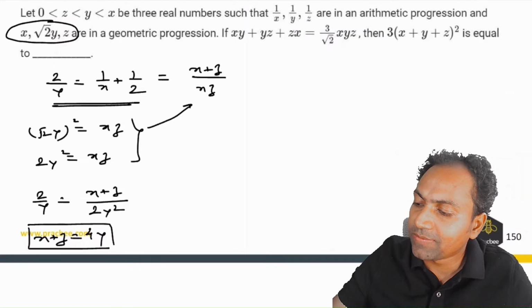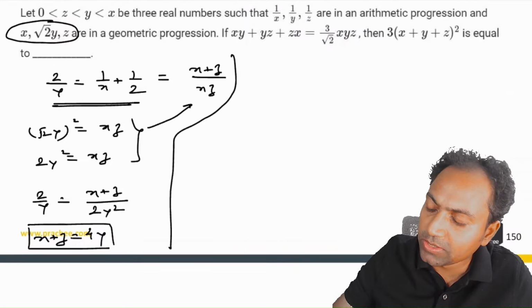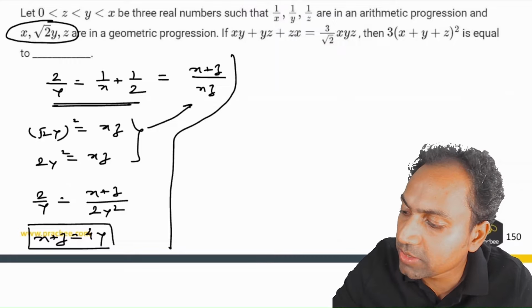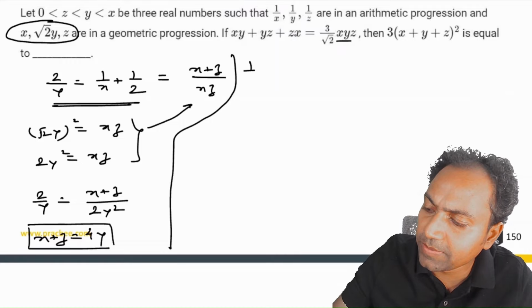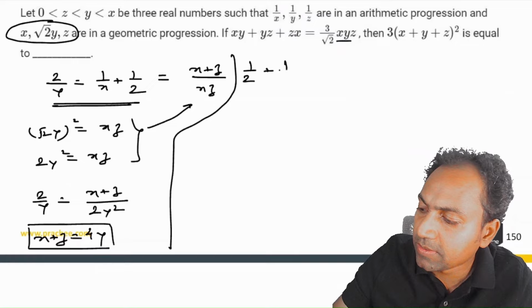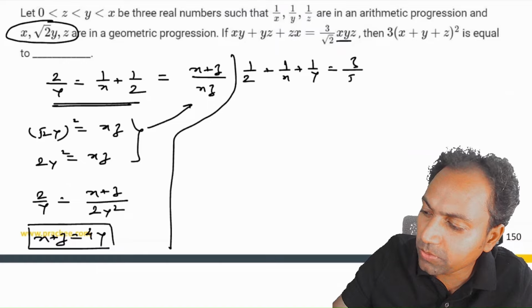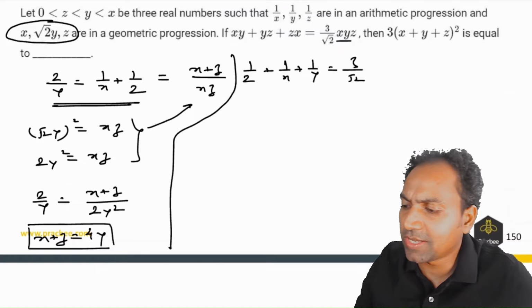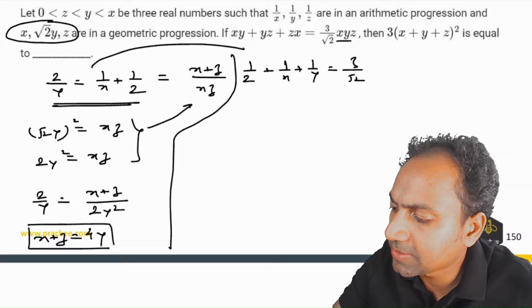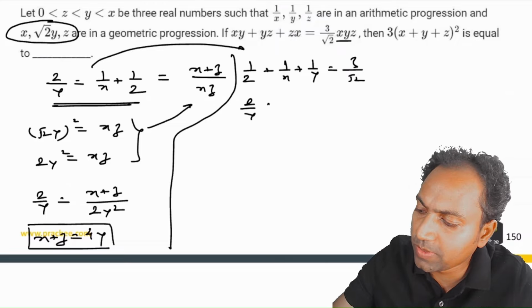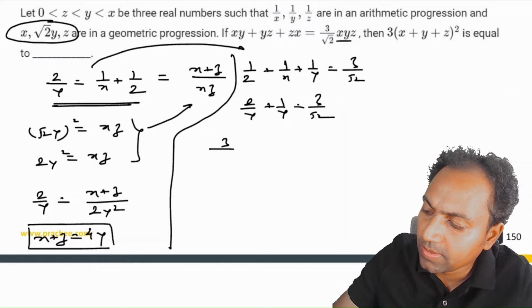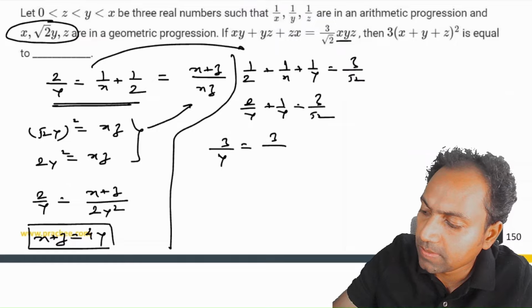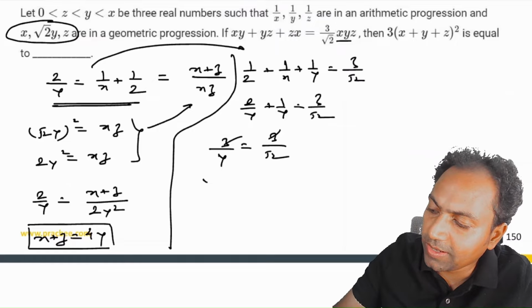Now apart from that, they have given us another condition. What is the other condition? Let us look into this. This condition talks about a relation between xy, yz, zx. If I divide this by xyz on the left hand side, it becomes 1 by z plus 1 by x plus 1 by y is equal to 3 by root 2. Now this is a very interesting condition because again from this first condition, I can substitute the values here and this becomes 2 by y plus 1 by y is equal to 3 by root 2. We can cancel out these 3 and y becomes nothing but root 2.